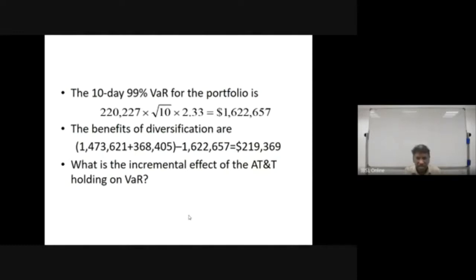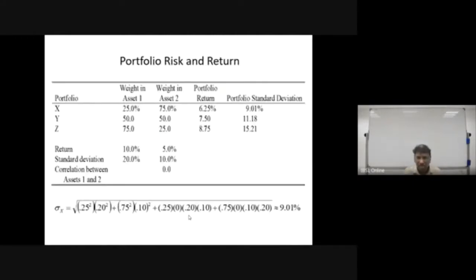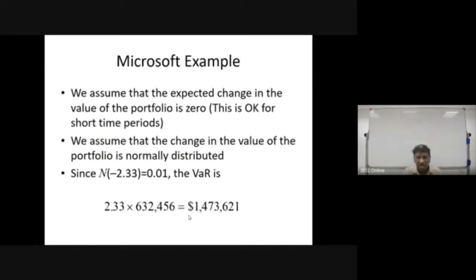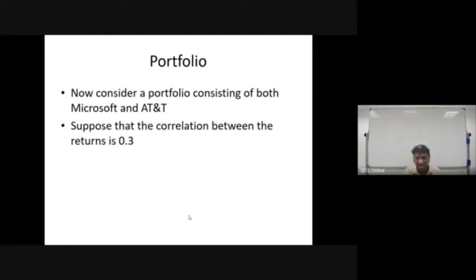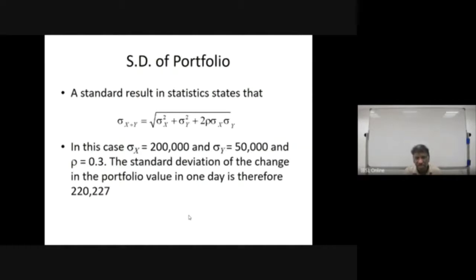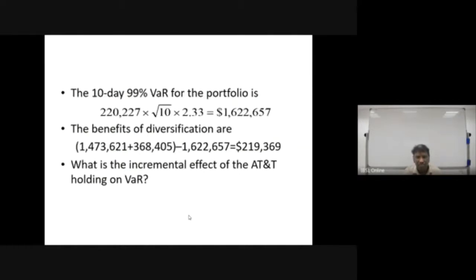See? But let's look at how, when you add the assets into a portfolio, the risk is reduced to some extent. The individual VaR of this one is 1,473,621, and this one is 368,405. Just take the VaRs individually and add them together. So what would the total VaR be? 1,473,621 plus 368,405. That is much higher than the combined VaR, by 219,369. So this tells us another important thing.